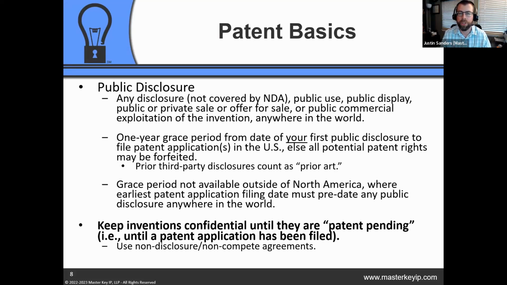So just keep that in mind. Just keep things confidential. Have people sign NDAs. Disclose things on a need-to-know basis, even in addition to having people sign NDAs. And then just think about filing an application sooner rather than later, or start having that conversation so that you can make that decision, whether it's even worth pursuing a patent on.